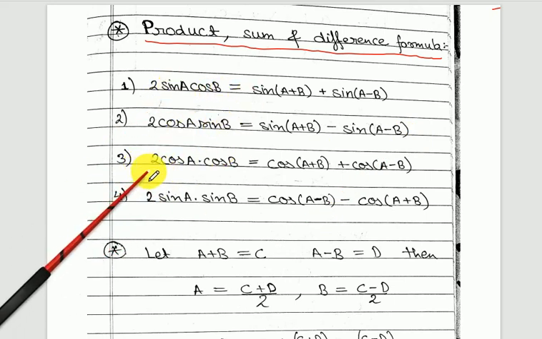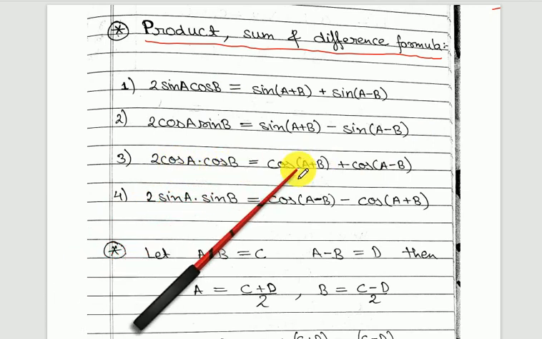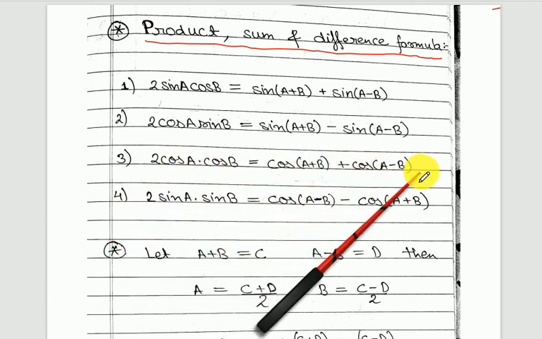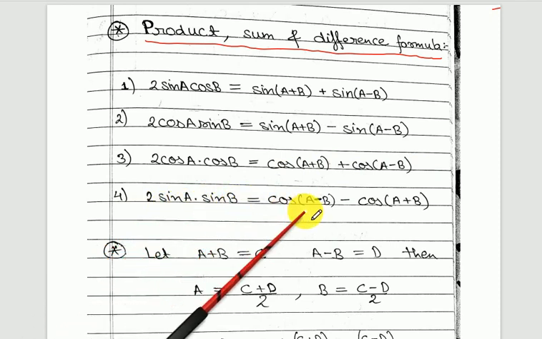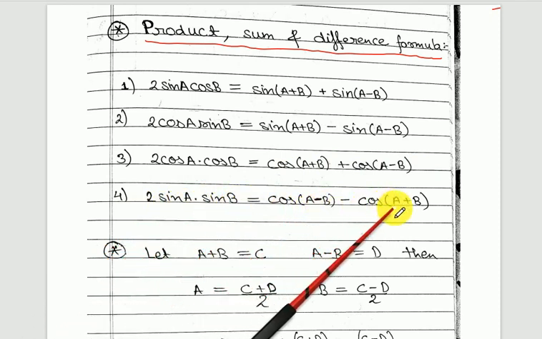Okay. And the third one is 2 cos A into cos B is equal to cos (A plus B) plus cos (A minus B). The fourth one is 2 times sine A into sine B is equal to cos (A minus B) minus cos (A plus B).